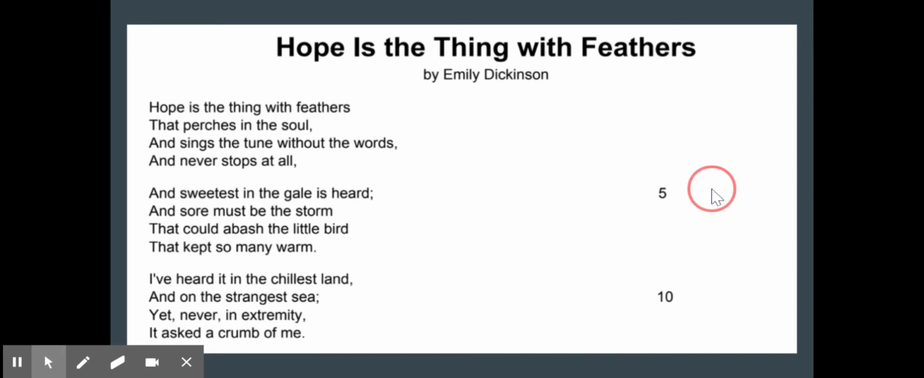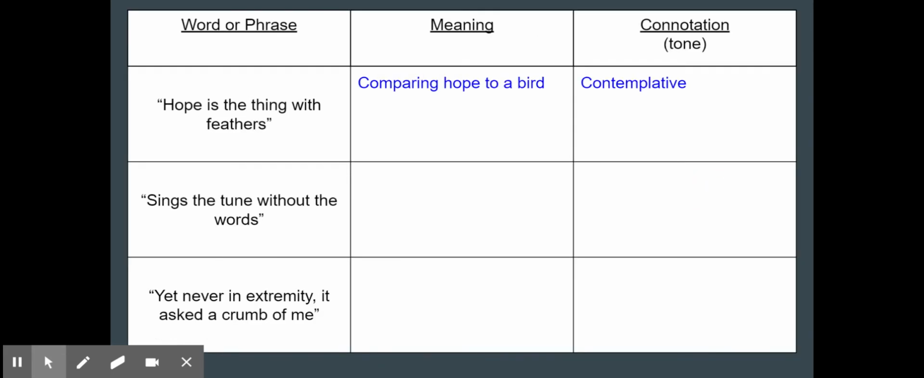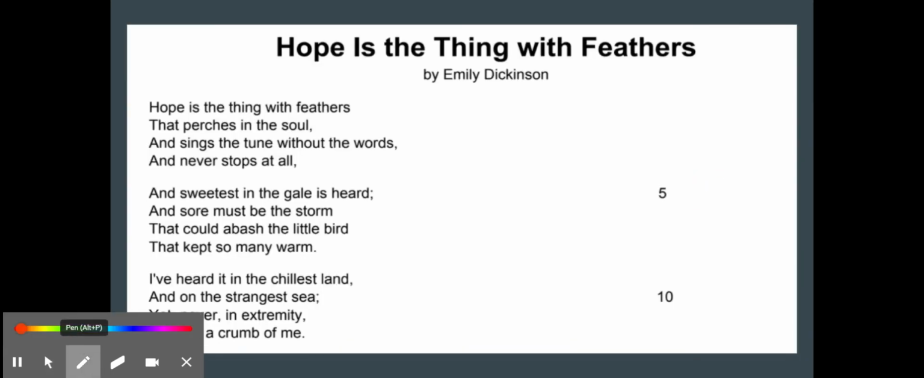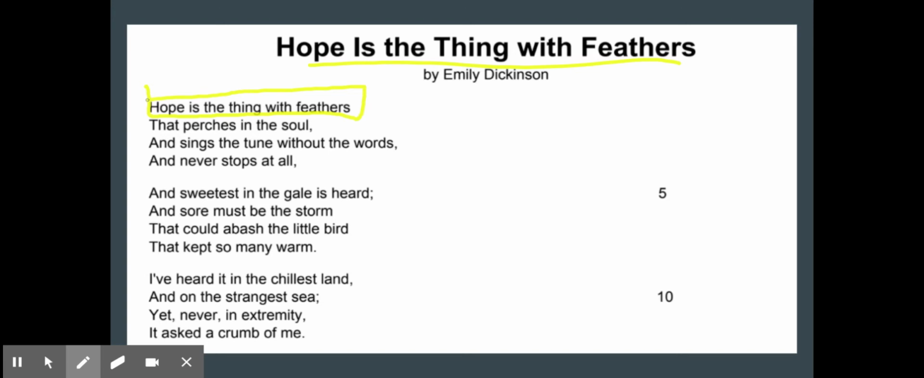And let's go ahead and look at that first thing. Hope is the Thing with Feathers. So we see that she starts not only as the title, but starts right here. When I'm trying to determine the meaning, I can go ahead and use what I know about words. I might need to use a dictionary at times. Then I can use clues as well.